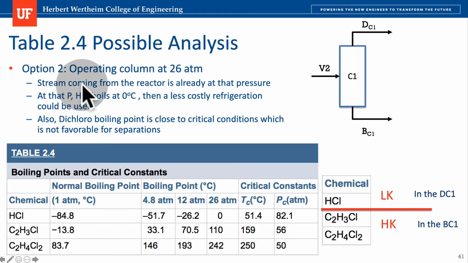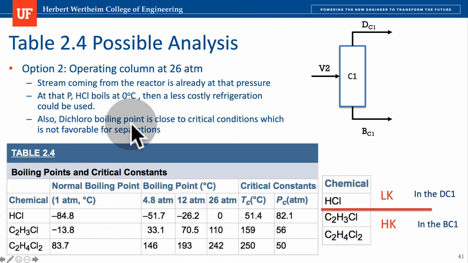Here, the stream coming from the reactor is already at that pressure, which is a positive thing. At that pressure, the HCl boils at 0 degrees, so a less costly refrigeration could be used. Remember, a condenser operating at minus 84.8 is completely different from operating at 0 degrees. So the condenser duty is going to be less than in the 1 atmosphere condition.